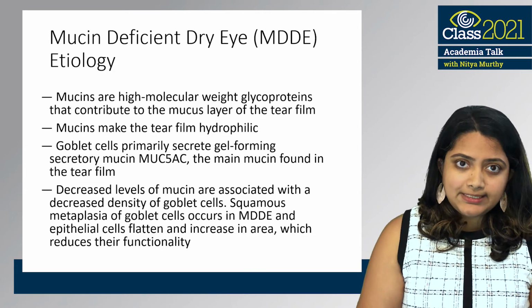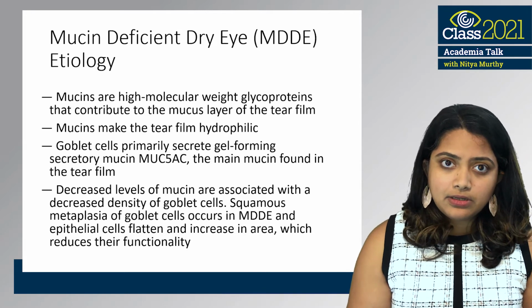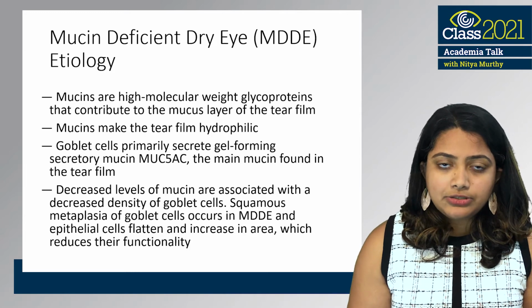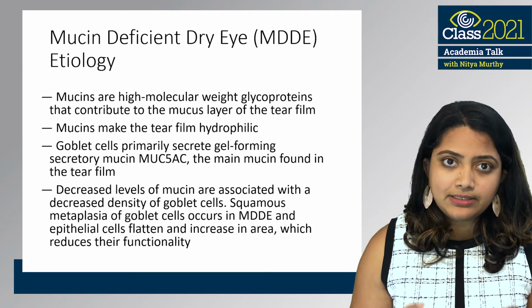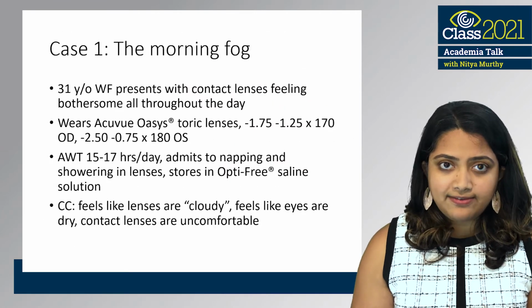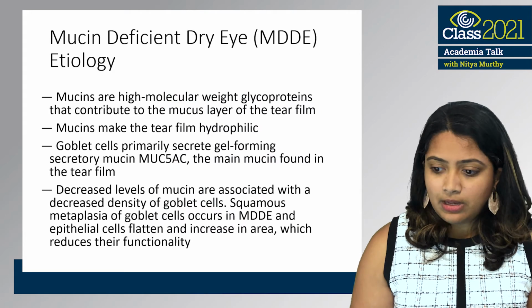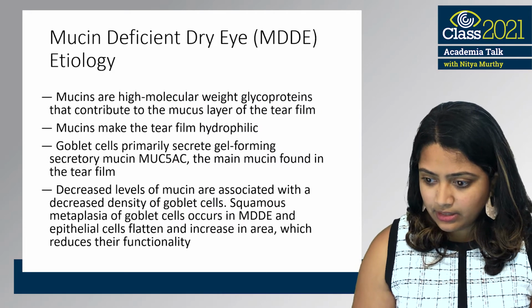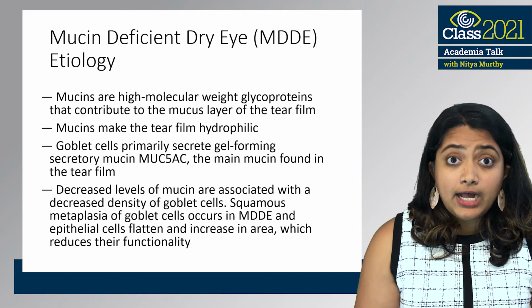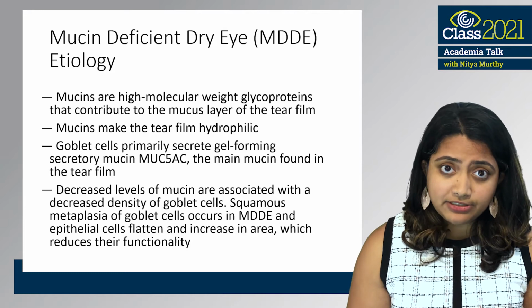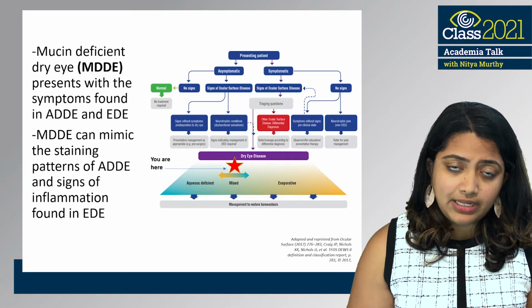The etiology of MDDE is that, like we said a couple minutes ago, when the conjunctival goblet cells are stretched out and when there's flattening of the epithelial cells, they lose their functionality and they stop producing this very important mucin, MUC5AC mucin, that's very common in the tear film. When that happens, we are lacking this layer of the tear film, and that causes a decrease in the adhesion of the tear film between the evaporative and aqueous layers.